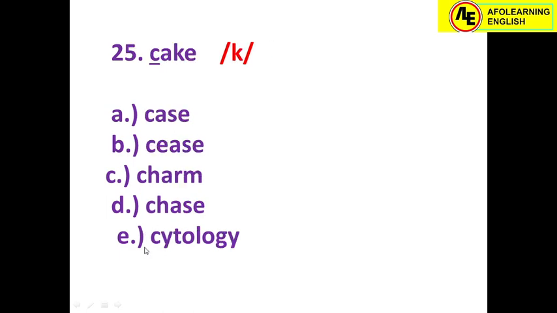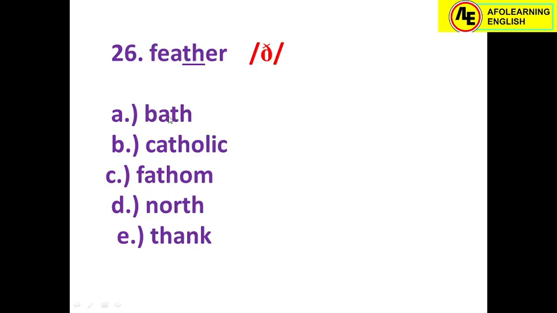Number 25, cake. So what's the answer? The correct answer is case. Option B, we have C's. Option C, we have charm, chase, cytology. So options B, C, D, E are all wrong. The correct answer is option A.